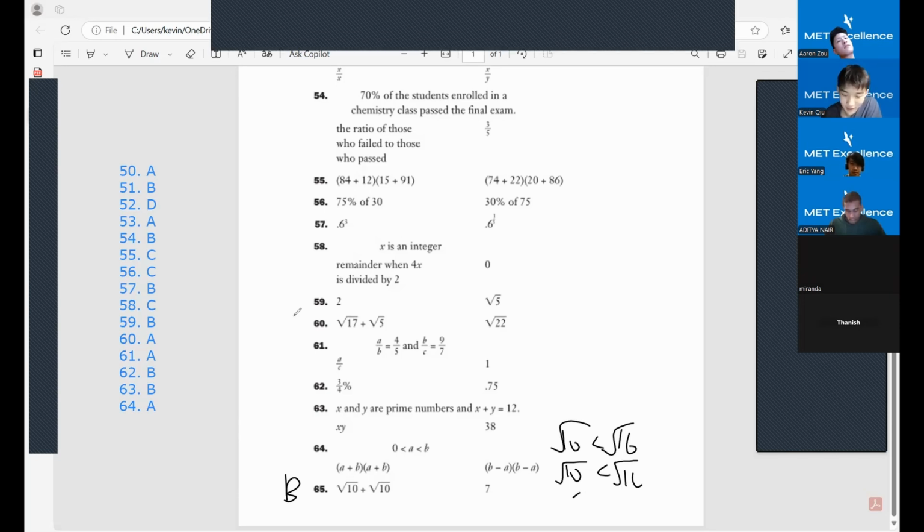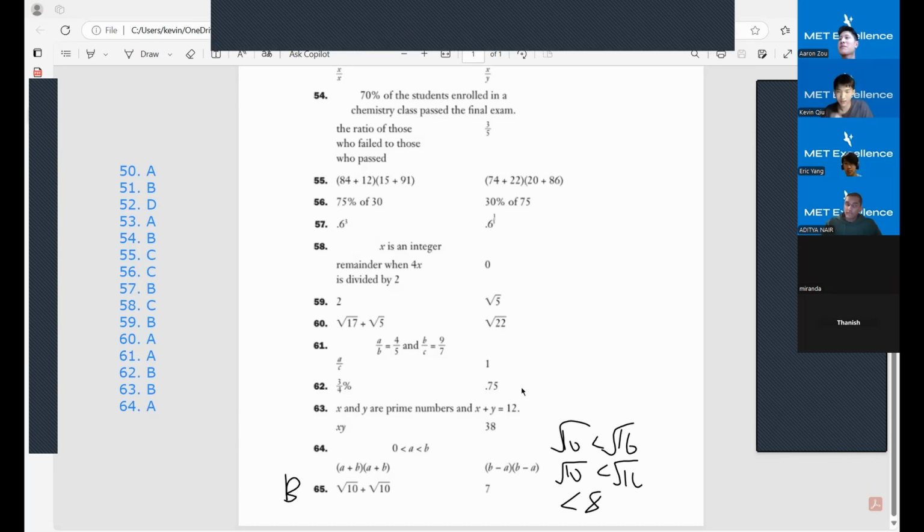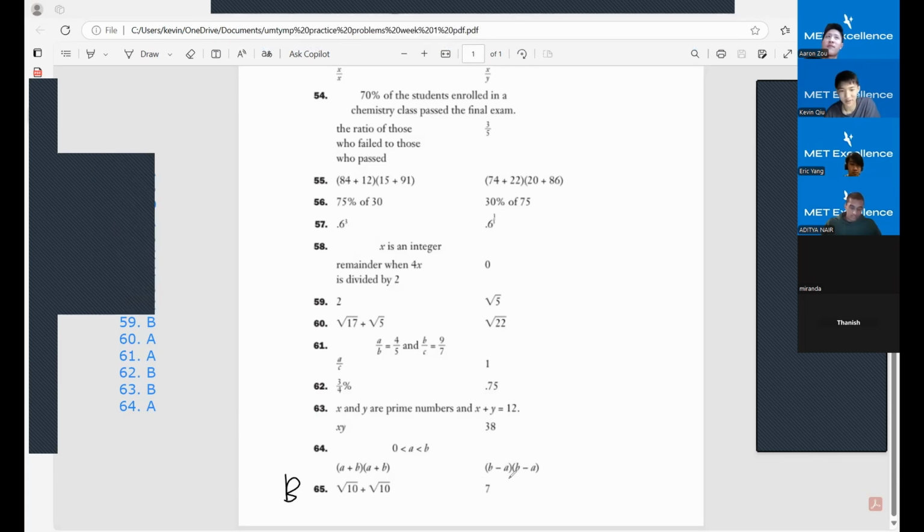So their sum is going to be less than 8. However, this doesn't quite work because even if you know it's less than 8, that doesn't really tell you about how it compares to 7. It could still be greater than or less than. So what do we do here? I guess you could do what Sparsh said and say it's about 3, so it should be less than 7.